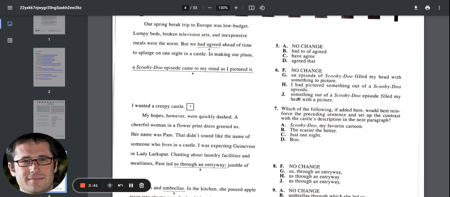Okay, you can just take a look at J, something out of the Scooby Doo. That's not making our plans. So in making our plans, I had pictured something out of a Scooby Doo episode, because I is the only thing that could be the subject of in making our plans. Could be the person or the thing or whatever that is making the plans. So again, you only have to scan for those first 2 words or whatever, and you're done. So these are very straightforward once you notice the issue.